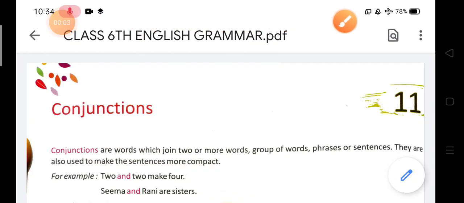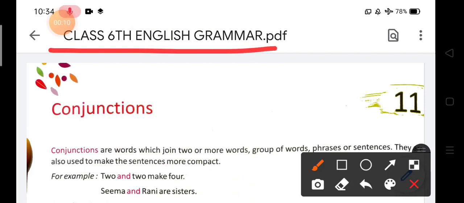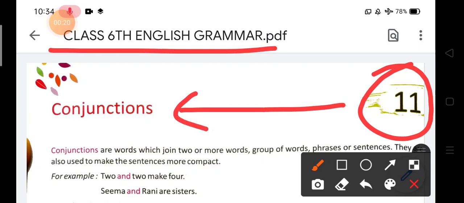Today once again I'm going to teach you class 6th English grammar. You can see on your screen, this is the class 6th English grammar. Today I will start your chapter number 11, that is conjunction. As you can see on your screen, this is the class 6th English grammar and chapter number 11. And today you will study about the conjunctions.